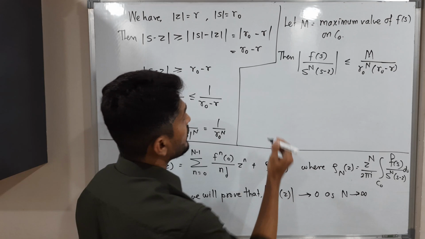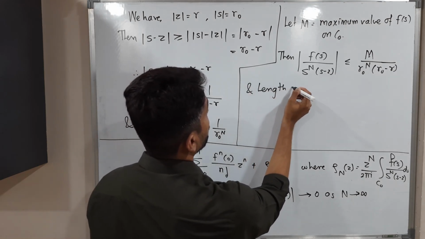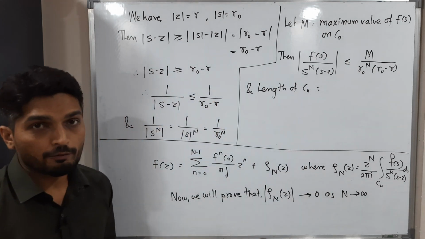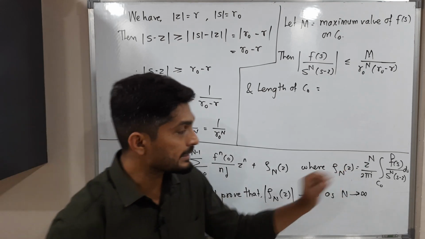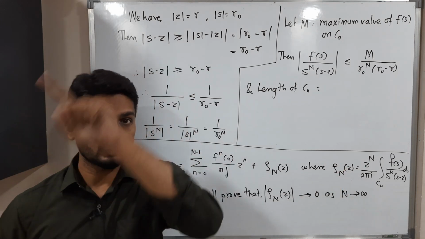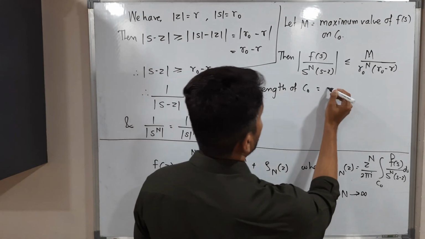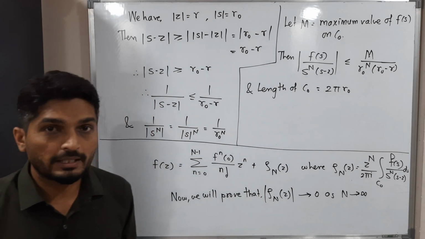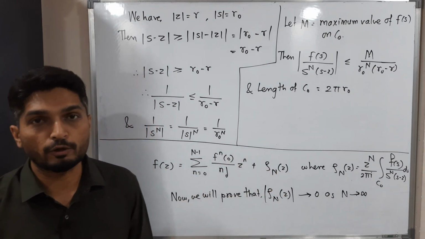Let us talk about the length of C naught. That thing is also required for the ML inequality. L means the length of a curve. C naught is a circle whose radius is r naught, so its length will be 2 pi r naught, since the length of a circle is its circumference, having the formula 2 pi r. Using that formula I got this one.